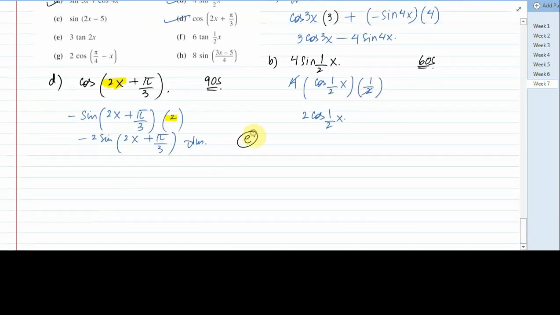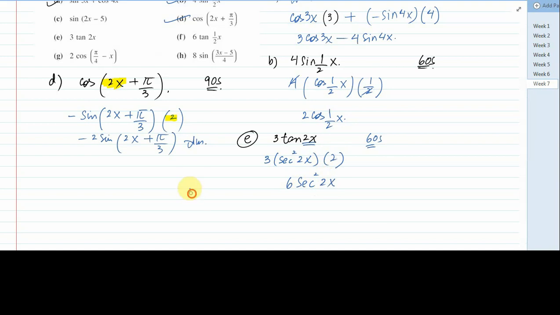Part E says 3 tan 2x. So 3 times the derivative of tan 2x, which will be sec square 2x, and now the derivative of the angle, 2x, is 2. So the final answer is 6 sec square 2x.